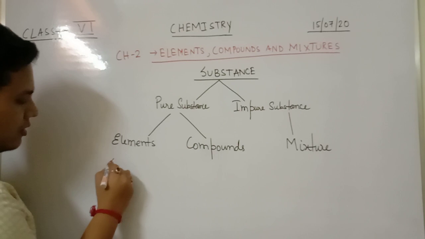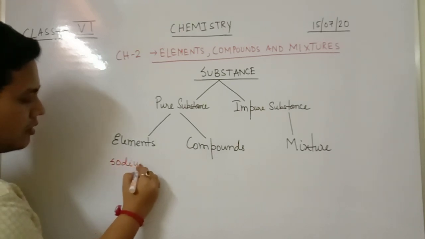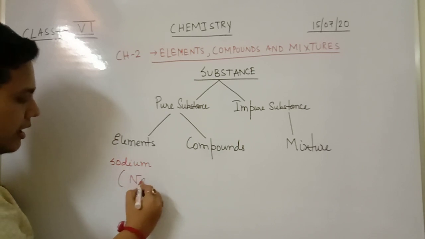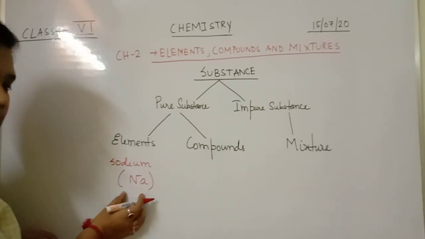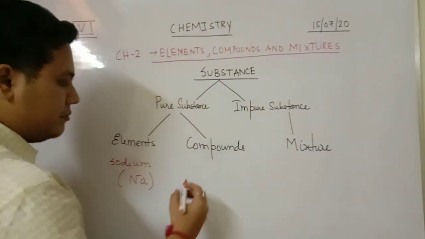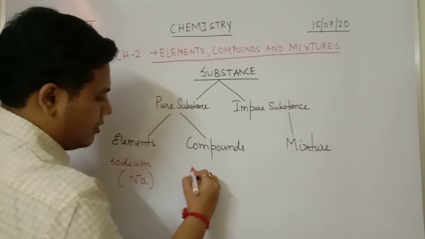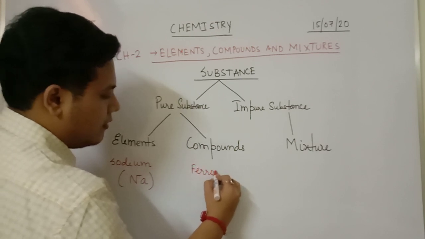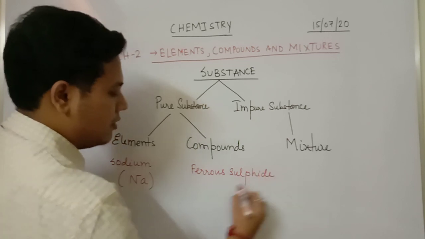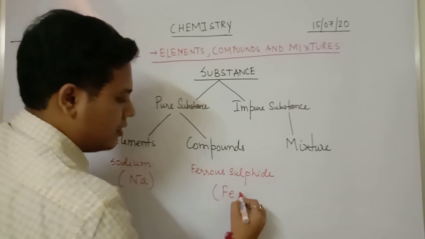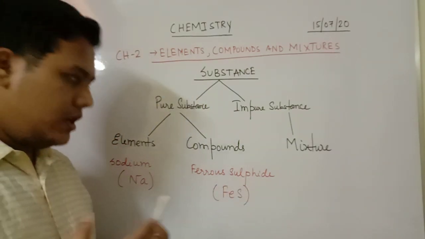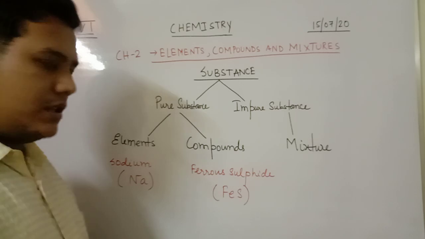Suppose sodium. Sodium is an example of an element. It is denoted as Na due to its Latin name natrium. Now let us come to the compounds. Suppose ferrous sulfide is the name of a compound, and we are denoting the compound with this symbol. We will learn about these symbols later on. Don't worry, we will learn about it.